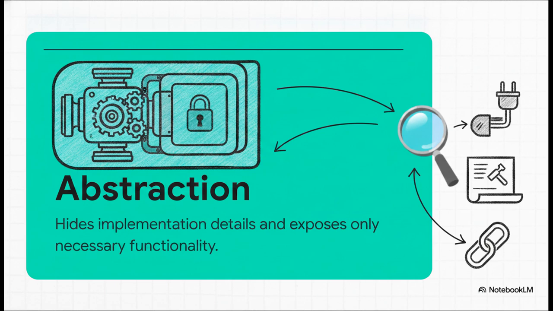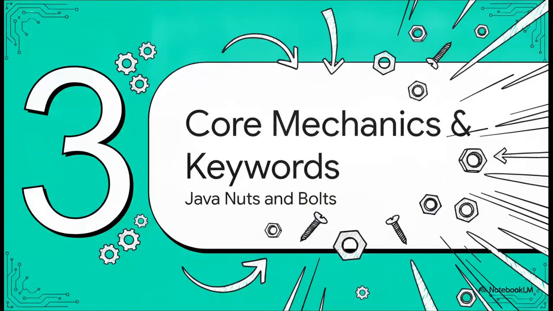Abstraction lets you use a complex system without needing to understand the messy internal engine making it run. By using abstract classes or interfaces, you hide all those complicated implementation details. But here's the key distinction interviewers want to hear. An abstract class can hold state and have constructors, whereas an interface is purely for defining capabilities, and it actually supports multiple inheritance. All right, Section 3, core mechanics and keywords.